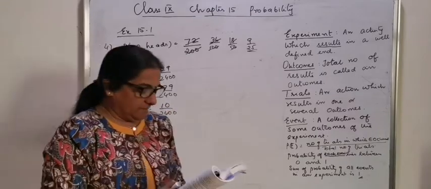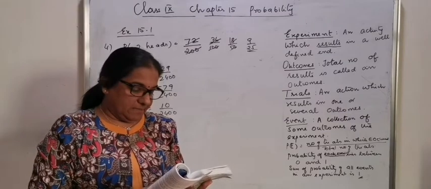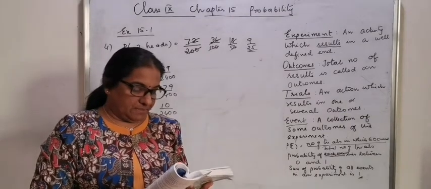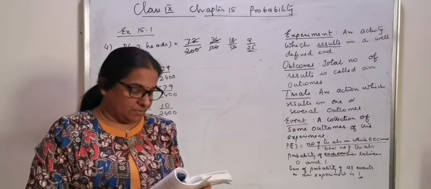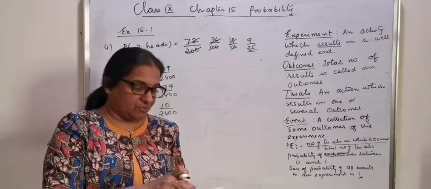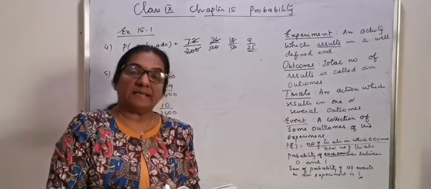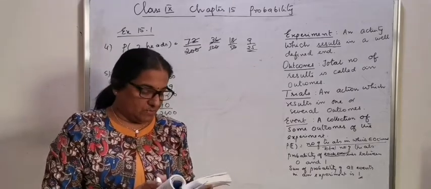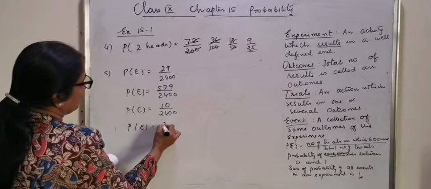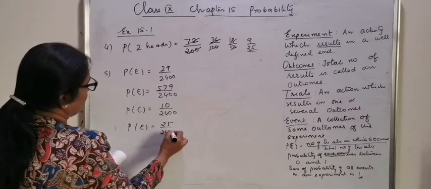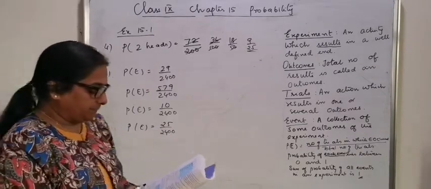The fourth one, earning 13,000 to 16,000 per month and owning more than 2 vehicles, that is the fourth slab and above 2, that is 25. Probability of the event is equal to 25 by 2400.